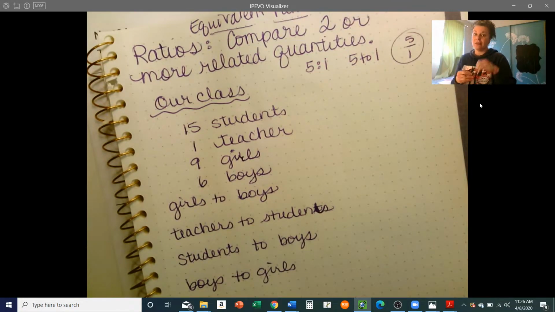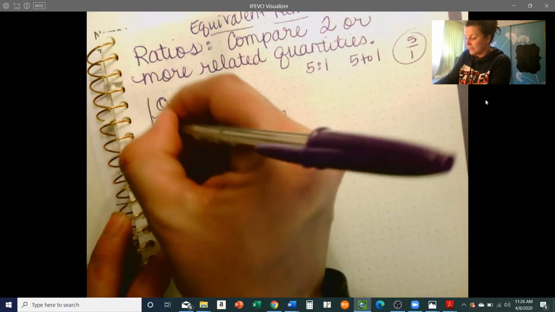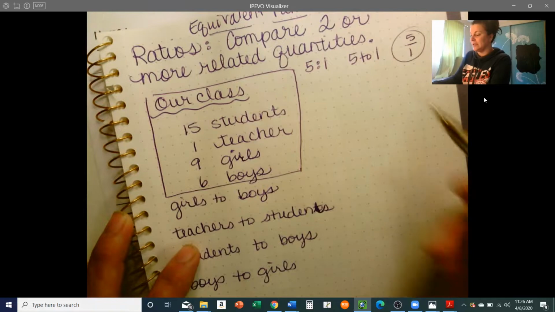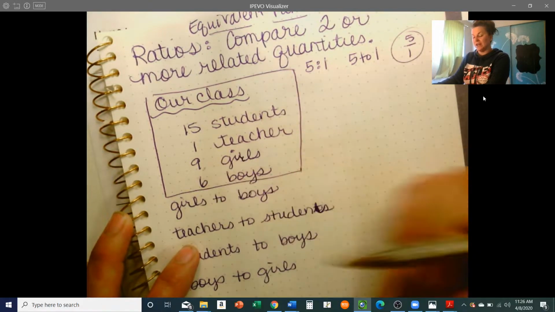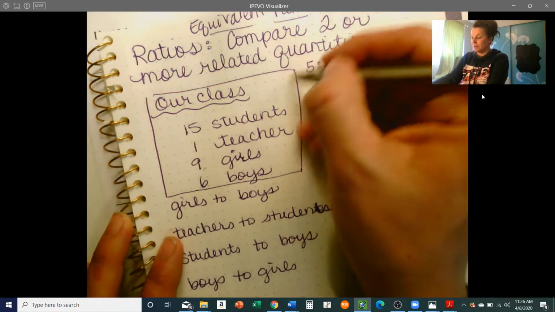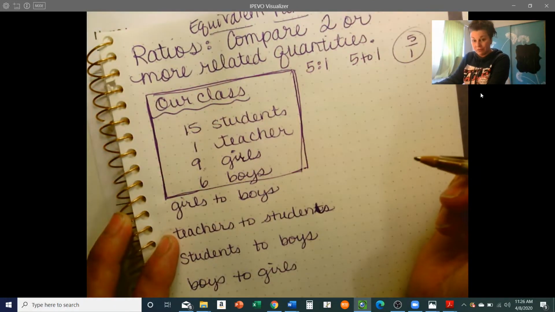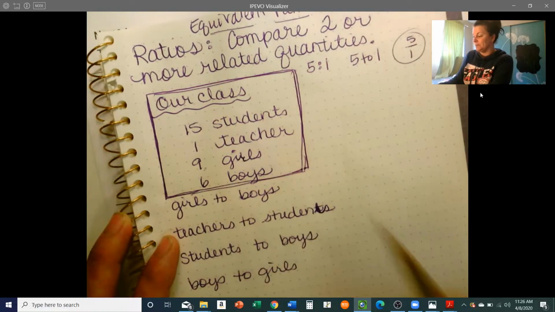So it's not the same as a fraction in what it's telling us, because it's a ratio. I'll show you how that's a little bit different. So if I take this data from our class, this just gives us small numbers, and the nice thing is that 15, 9, and 6 all have a common factor of 3, and so I'll be able to show you equivalent ratios a lot easier.